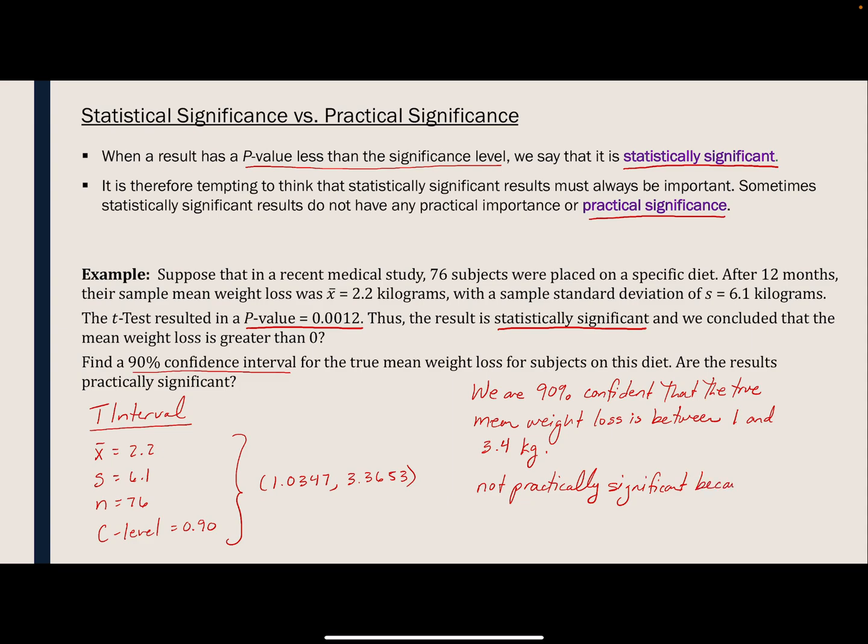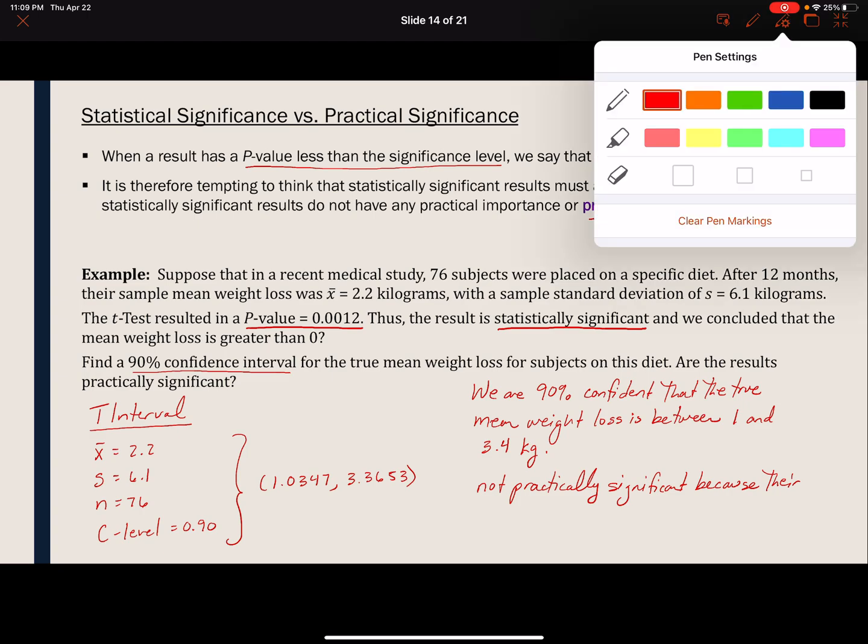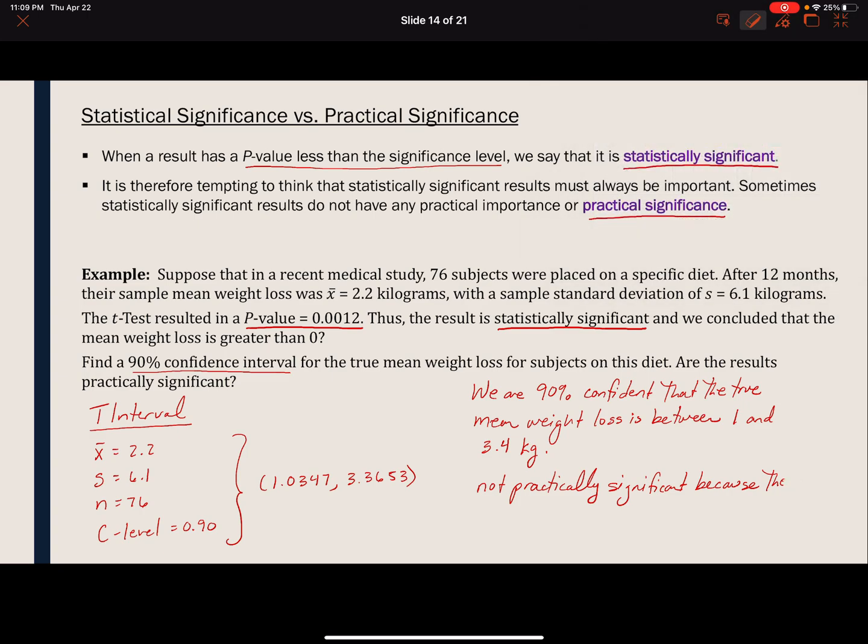Because, wow, that was the wrong thing there. Let's try that again. There is not enough weight loss. But again, especially with this problem, this is definitely my opinion.